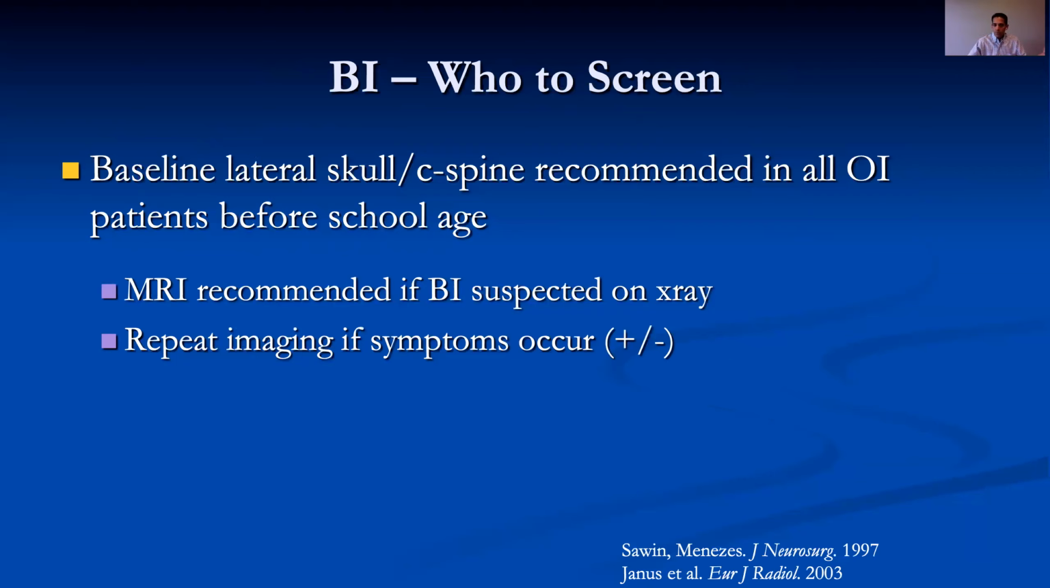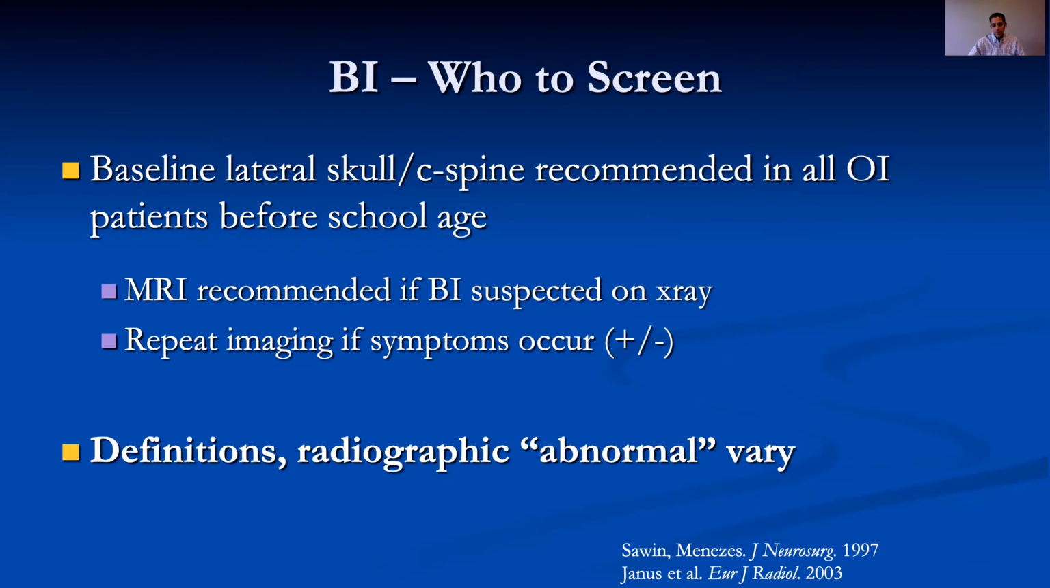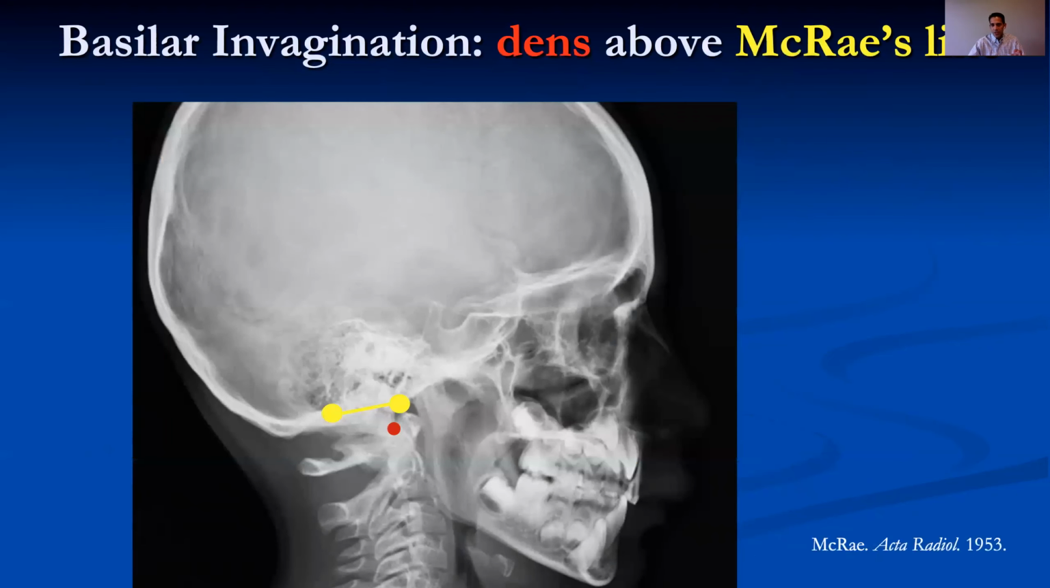And you can repeat the imaging if they have BI but they're not symptomatic, but then many years later they become symptomatic. And the definitions on the X-ray and the MRI of basilar invagination vary. That's why Jana is going to spend some more time describing some of the definitions and some of the criteria for a hard diagnosis on X-ray. But I think because it's complicated, it may bear good information to repeat.